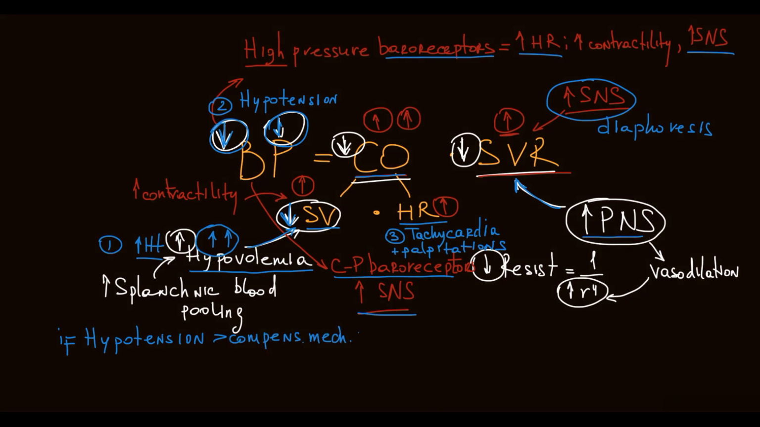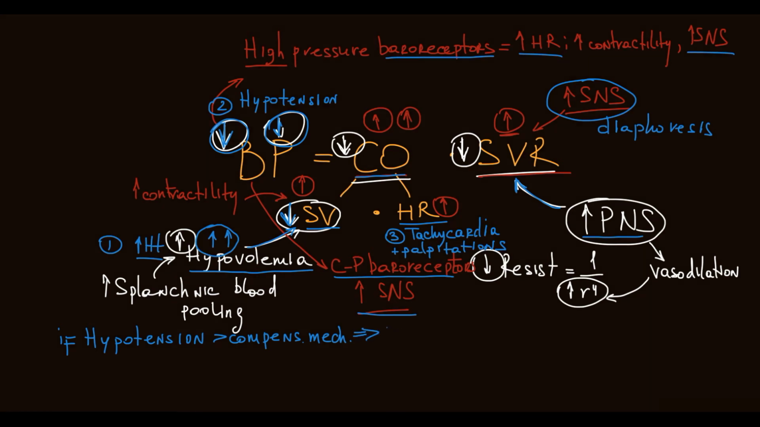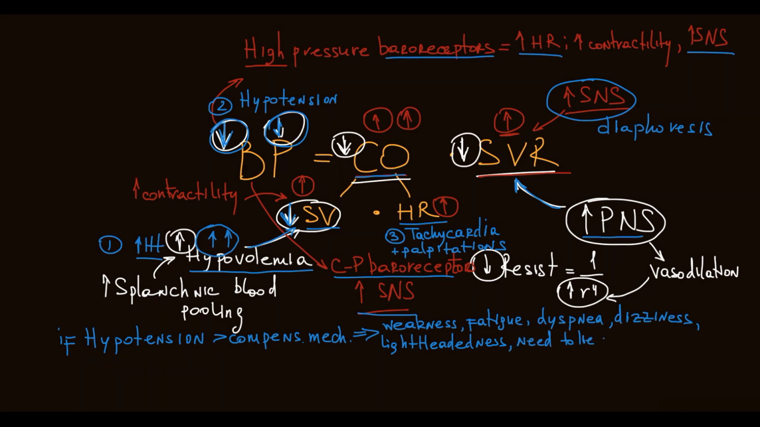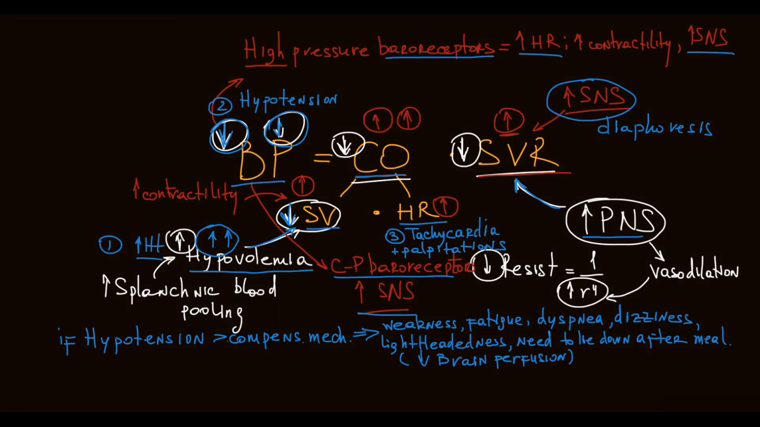So if stress that is caused by voluminous hyperosmolar chyme mildly prevails over compensatory mechanisms, this causes mild hypotension, and mild hypotension manifests with symptoms such as weakness, fatigue, dyspnea, dizziness, lightheadedness, and also a very specific clinical symptom for early dumping syndrome, when the patient complains that he needs to lie down after meal intake because he feels unwell. All these symptoms are caused by decrease in brain perfusion due to low blood pressure, because recall that brain tissue is very sensitive to any changes in blood flow.